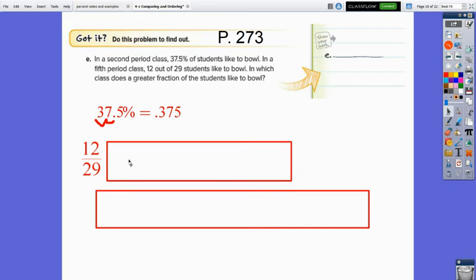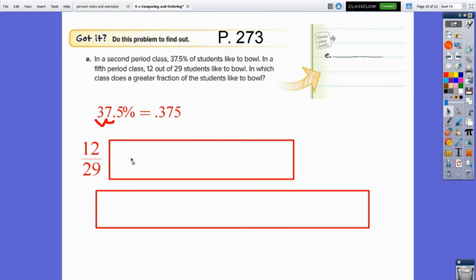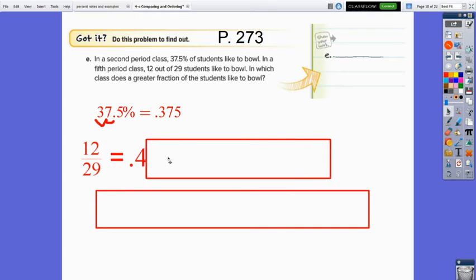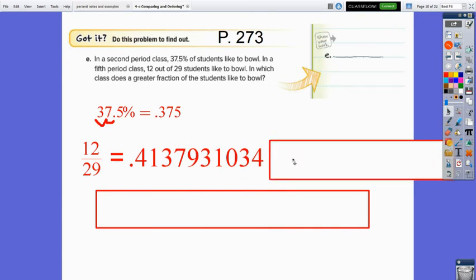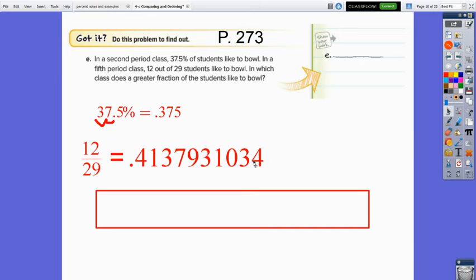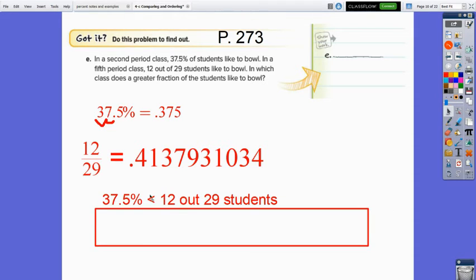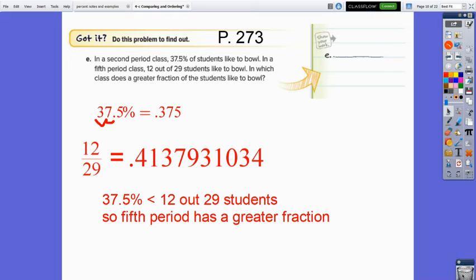12 divided by 29 in your calculator, you get 0.4137931034. This probably keeps going. I don't see any repeating pattern right now. Okay. How far do I need to go on this? Just to here, 0.4 is bigger than 0.3. So 12/29 is bigger than 37.5%, right? 37.5% is less than 12 out of 29, meaning that the 12 out of 29 class, the fifth period class, has more people that like to bowl.